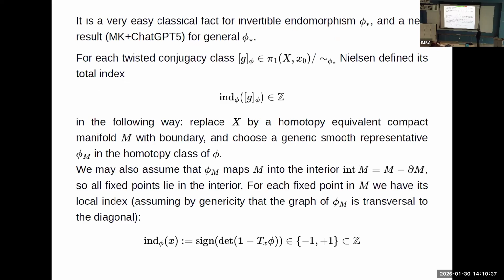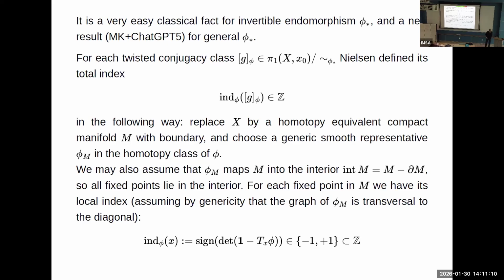It is a very easy classical fact for invertible automorphisms. That's very tautological. But for non-invertible automorphisms, it's a 48-hour-old result. I just proved it talking with ChatGPT, waiting in San Francisco, to apply it here. It's really not trivial. It's some kind of nice new result, a nice reformulation of classical theory, which people missed for many, many decades.